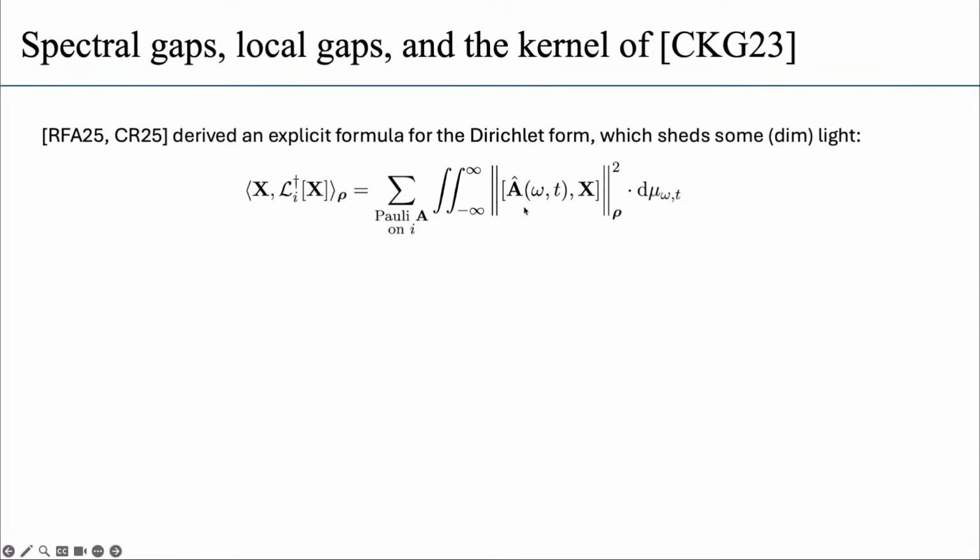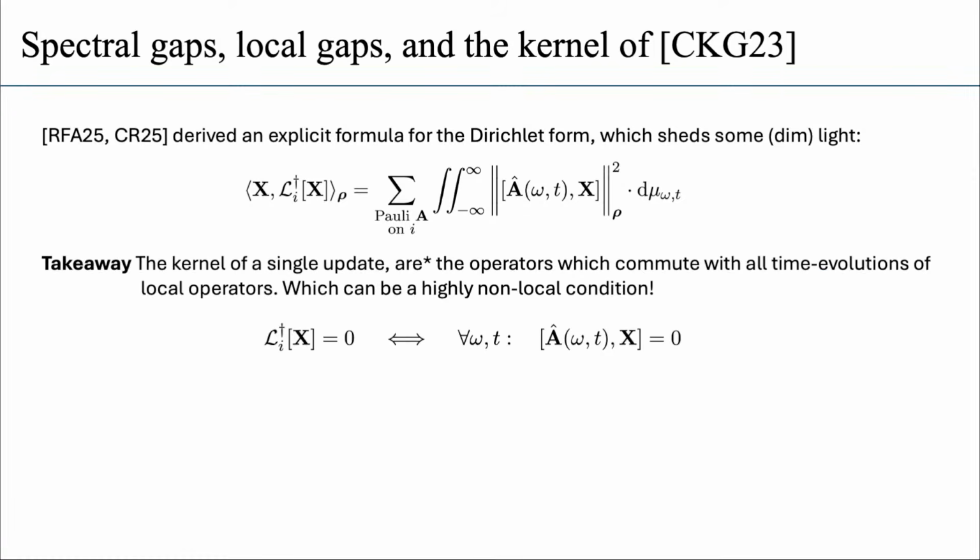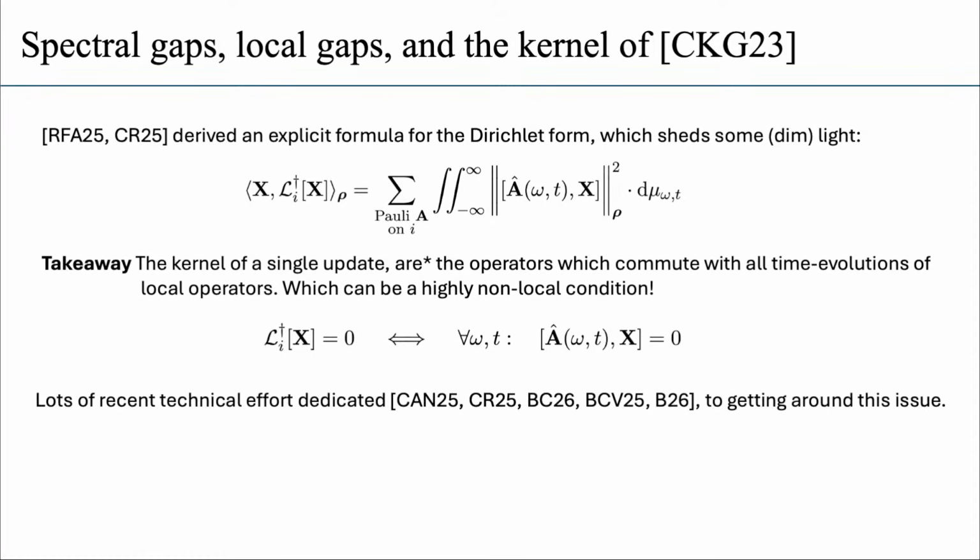Now, this is kind of abstract, but the real takeaway here is that the kernel of a single update is the operators which commute with all time evolutions of local operators. This is quite a dense statement, so I'm going to spend some intuition in the next few slides. But what I'm trying to convey is that there's been lots of recent technical effort which has led to developments in learning theory and Markov properties, and also this 1D paper, to get around the simple fact that we do not know how to compute local gaps for the CKG Lindbladian, which would be a trivial task classically and in commuting systems.